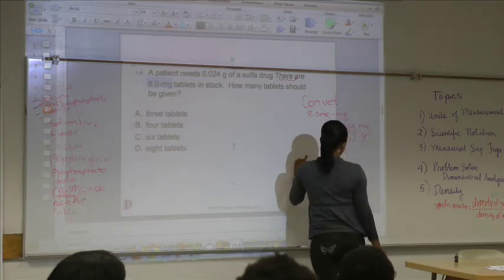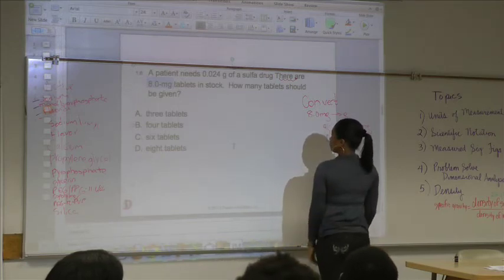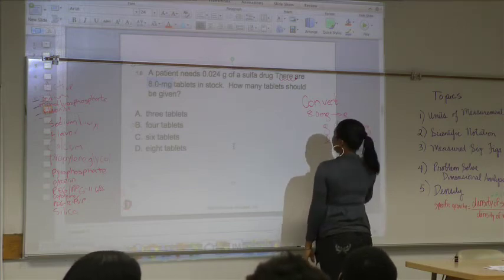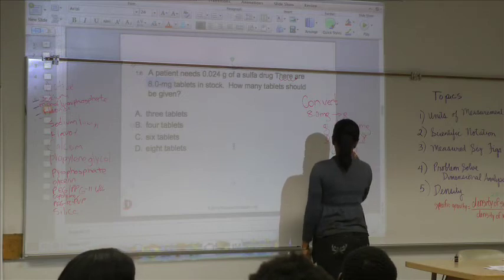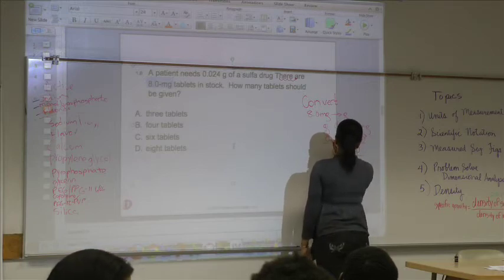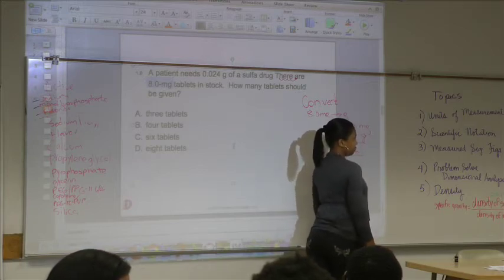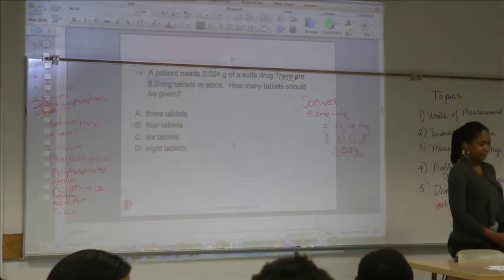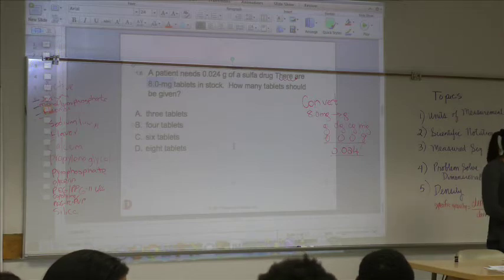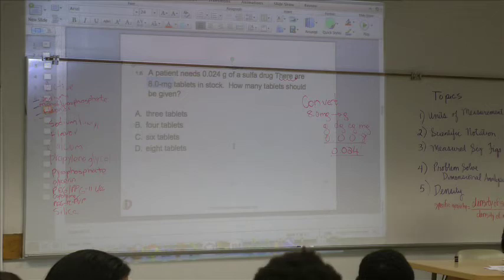Okay. And so how do we get the 3 tablets? Well, it's 0.024, divided by this. There you go. So did everyone get that? Awesome. Very good. So make sure you remember this one, right? Write it down and highlight it.